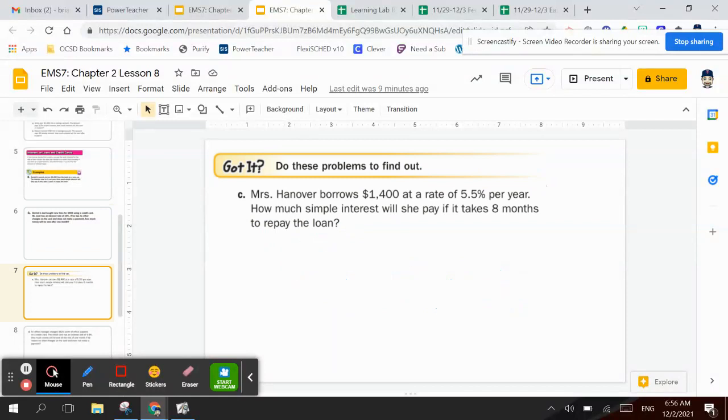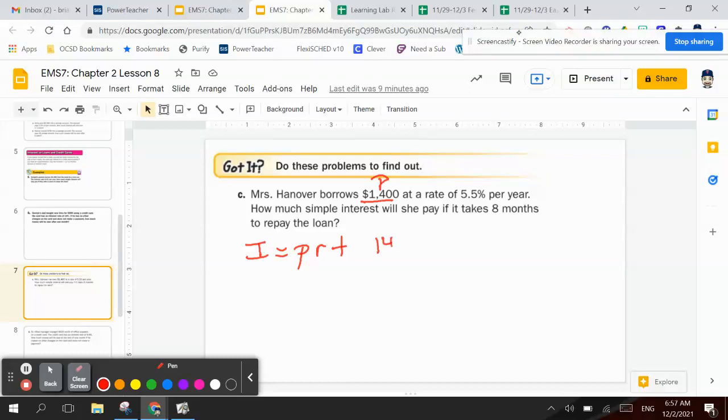Next problem. It says Mrs. Hanover borrows $1,400 at a rate of 5.5% per year. How much simple interest will she pay if it takes 8 months to repay the loan? So again, I'm going to use my formula. Interest equals principal times the rate times time. So principal, how much did I borrow?